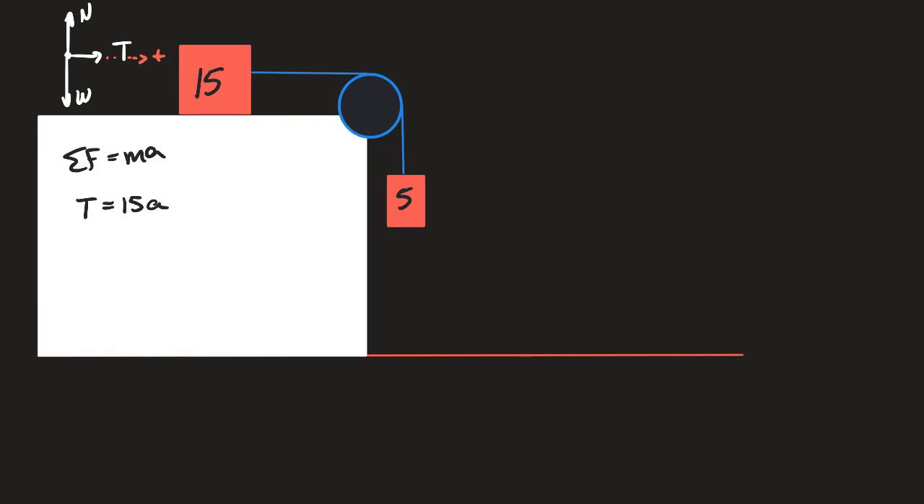Now, is there any doubt in anybody's mind that if the 15 kilogram box moves to the right, the 5 kilogram box has to move down? Now, you have a choice here on how to deal with that, but I'm going to make everything going downwards here positive, for one simple reason. The acceleration of the 15 kilogram box has to be the same as the acceleration for the 5 kilogram box.